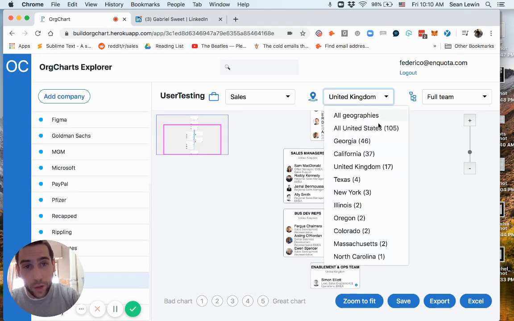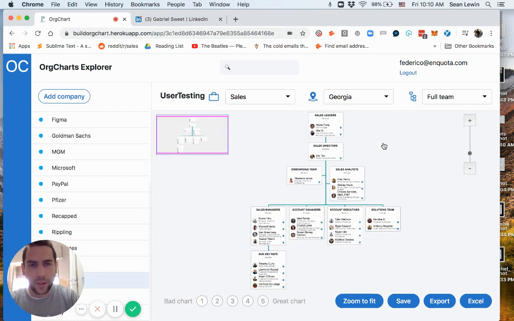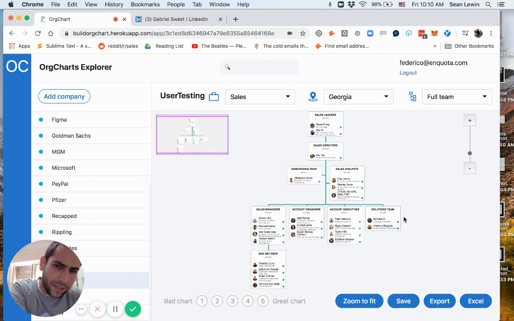Or for example, if I wanted to focus on the Georgia office, get them involved in Atlanta, right? For example, if this was adopted only in California, I'd want to expand it there. I'd be looking at the structure of the team there and trying to make a move there.